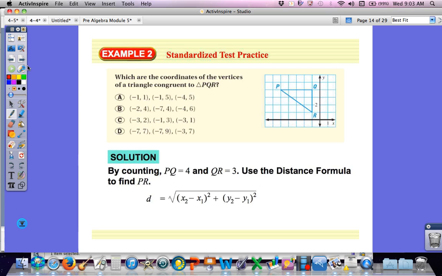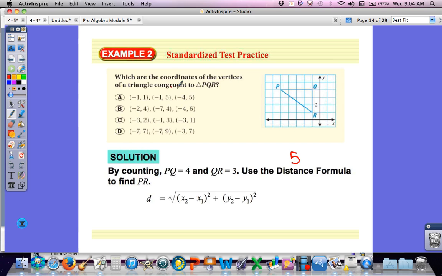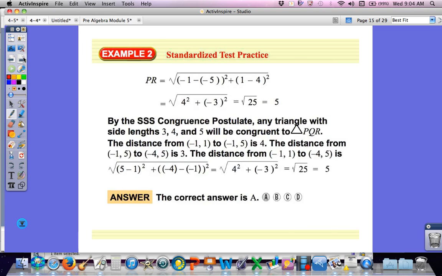Okay, here's a standardized test prep. Which are the coordinates of the vertices of the triangle congruent to this? So you get that PQ is equal to 4 and QR is equal to 3. You can do the distance formula to get the other missing side, or Pythagorean theorem. You would get that the missing side is 5. Okay, so now you would have to use the distance formula to find the distance on each of those sides, or graph them. There is a lot of work to do this problem, but the problem is not exactly difficult.